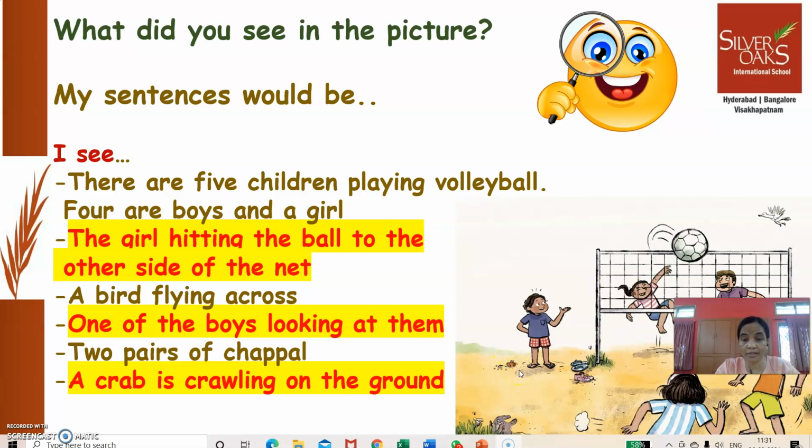So this is another sentence where you need to again question yourself whether you can see it or you think it is crawling. You are assuming, you are thinking, maybe it is crawling because you always see crabs crawling, or you are thinking that this girl has hit the ball, whereas in the picture you don't see her hitting as such, right?